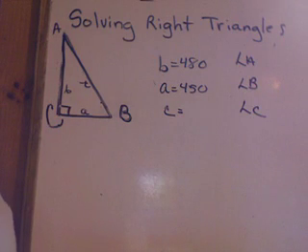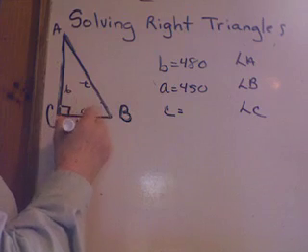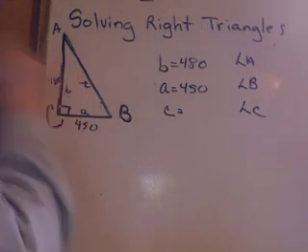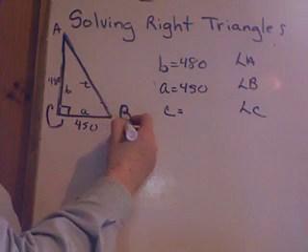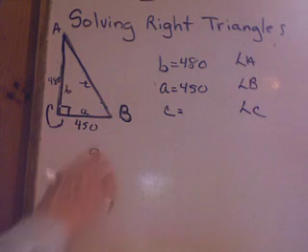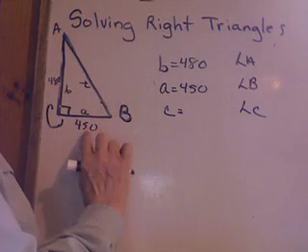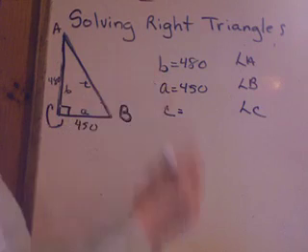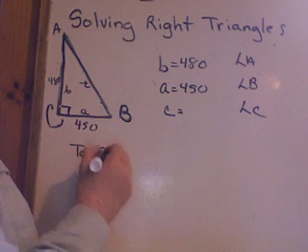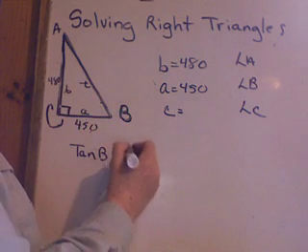So what I can do is, I know side A is 450. I know side B is 480. So I could use a trig function for angle B. I could say the sine of B, oh, that won't work because I don't have the hypotenuse. What about cosine of B? Oh, that won't work, I don't have the hypotenuse. How about tangent B? Opposite over adjacent.